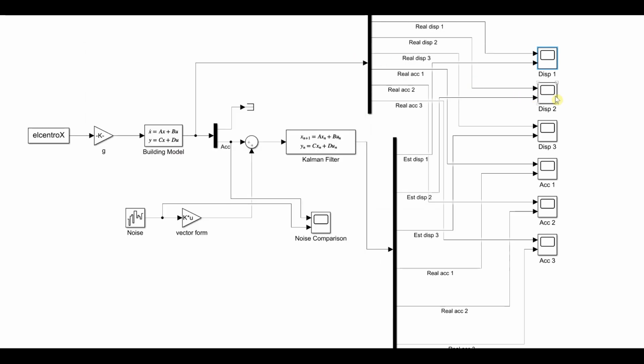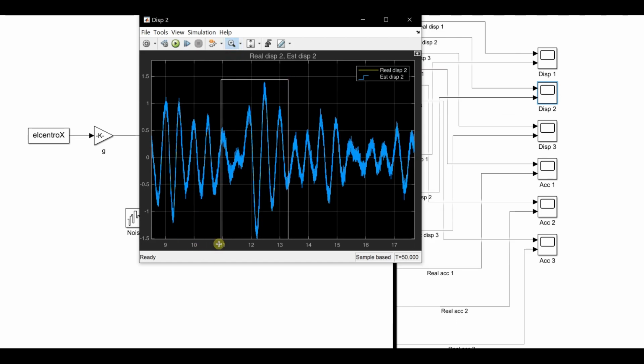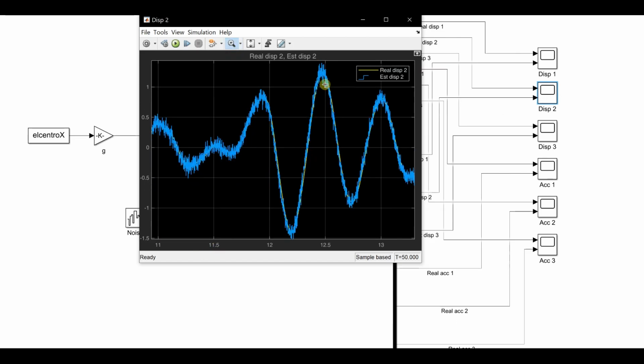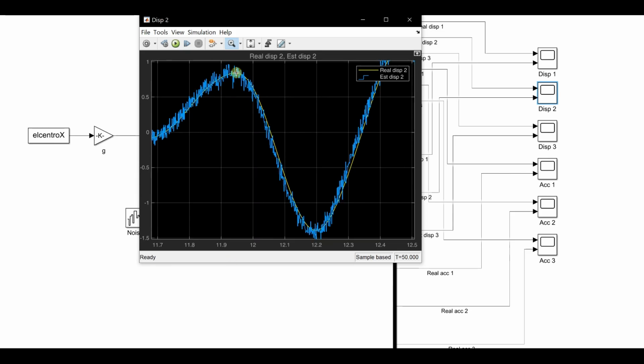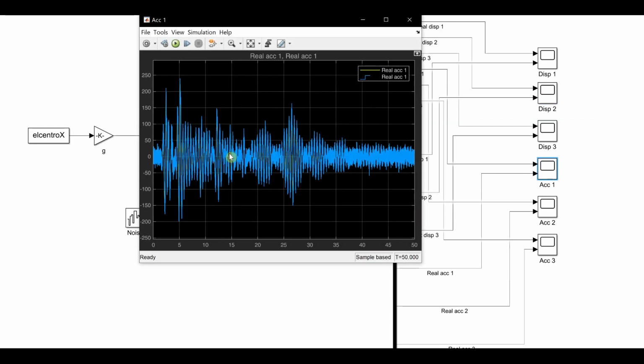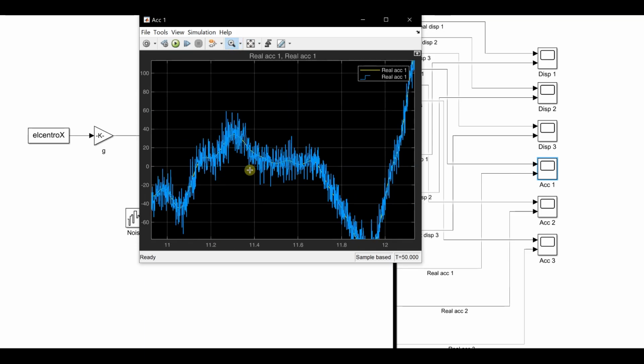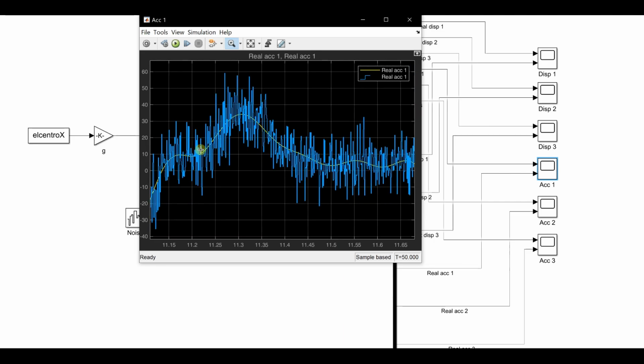So these are displacements for floor 1, displacement for floor 2, and we can tell there's a good match between the estimate and the actual, real theoretical value of the displacement. And of course, accelerations should match as well because the accelerations were inputs into the Kalman filter. And they're quite noisy just because of the scale of the noise that we added to this problem.